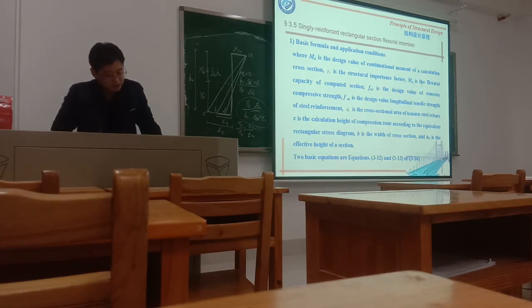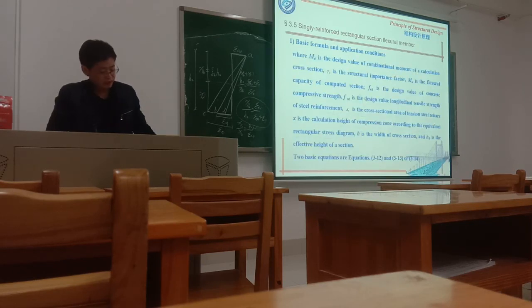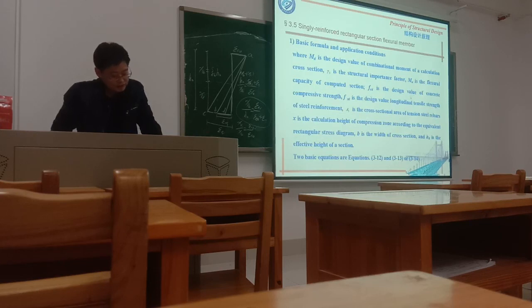So Mu is the flexural capacity of the cross-section, the resistance capacity actually. fcd is the design value of concrete compression strength. fsd is the design value of the longitudinal tensile strength of steel reinforcement. As is the cross-section area of the steel. x is the calculation height of the compression zone according to the equivalent rectangular stress.